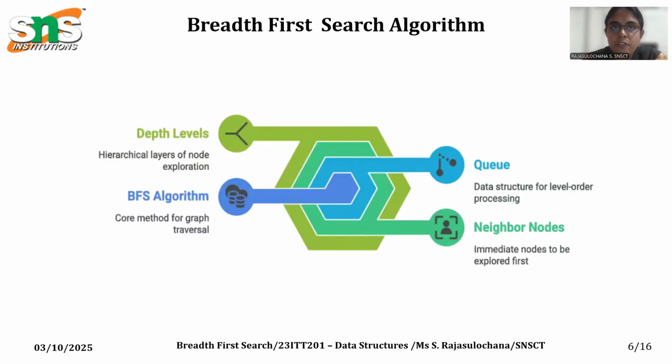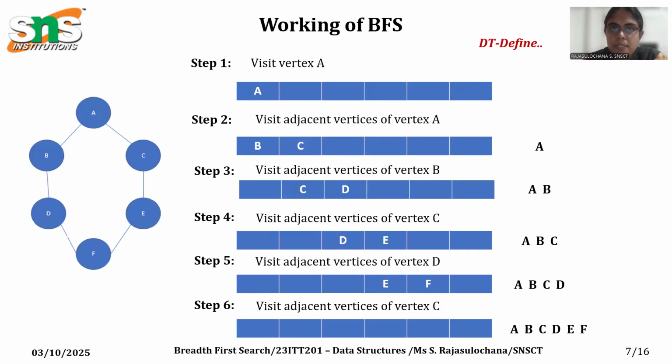So this is the working of the breadth first search algorithm. It contains hierarchical layers of nodes that can be explored, and it uses a queue data structure for performing level order traversal. It explores the immediate nodes first before exploring the nodes at the next level. So this is one of the core methodologies in the graph traversal process. So this is the working of breadth first search.